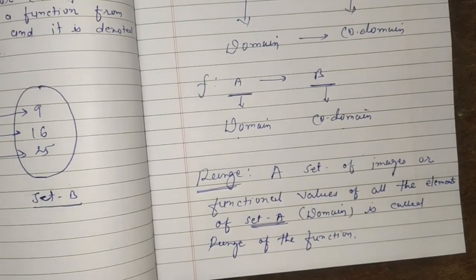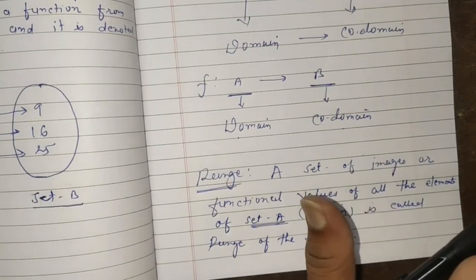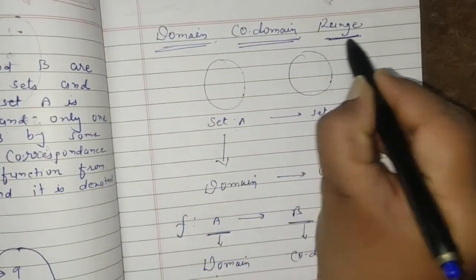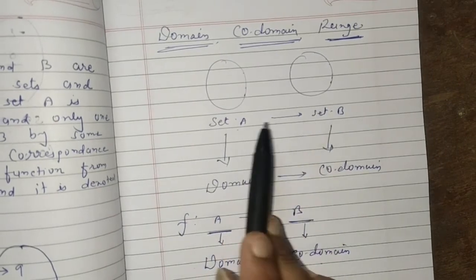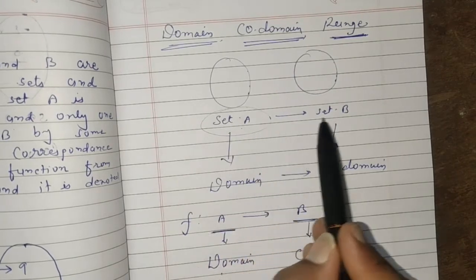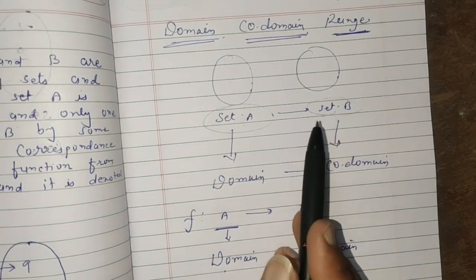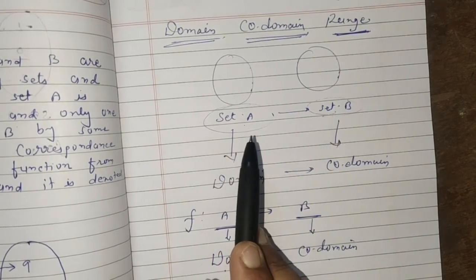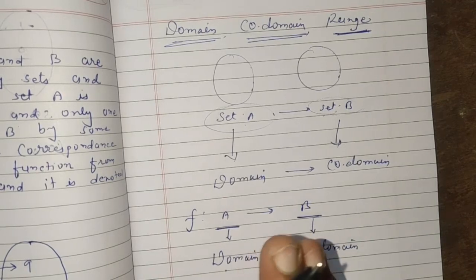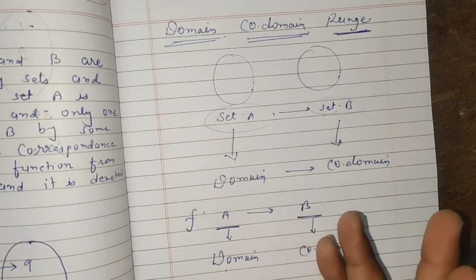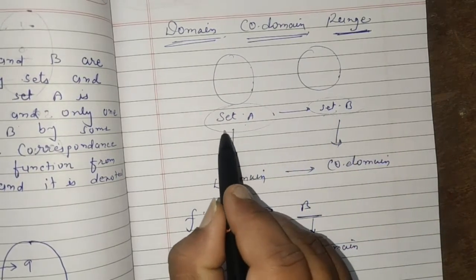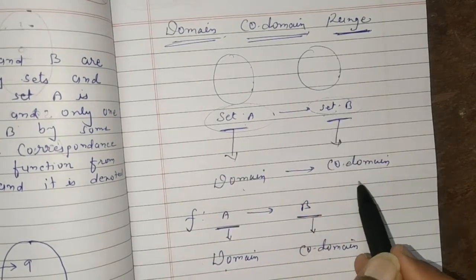That's very simple. Now these 3 points should be clear. Let's revise once again: domain, codomain and range. Domain and codomain mean that for any two non-empty sets, the unique image or unique value for the elements of set A is obtained in set B. So set A is known as the domain and set B is called the codomain.